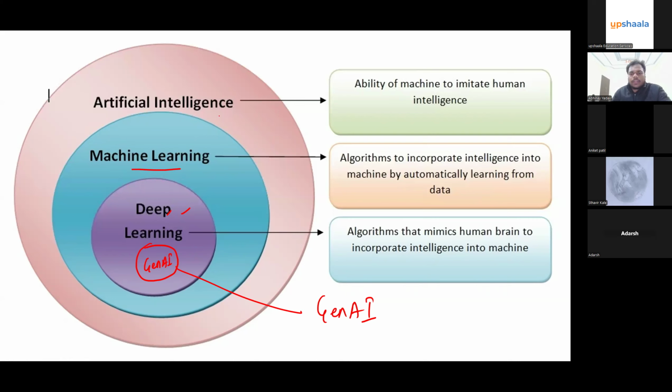And where does NLP come in? NLP, natural language processing, basically comes in this region, in the mix of this: your deep learning, your machine learning, and your AI.